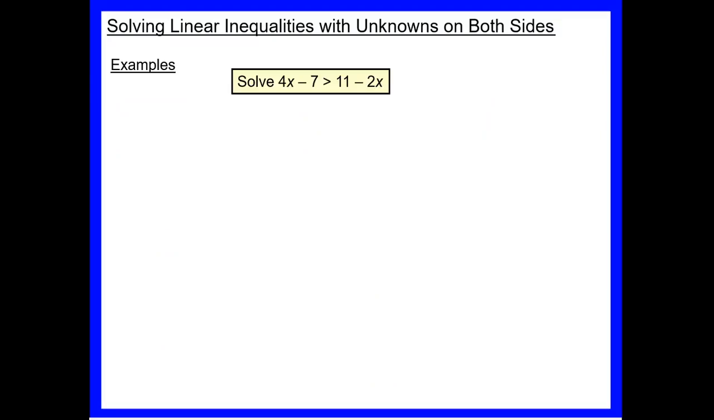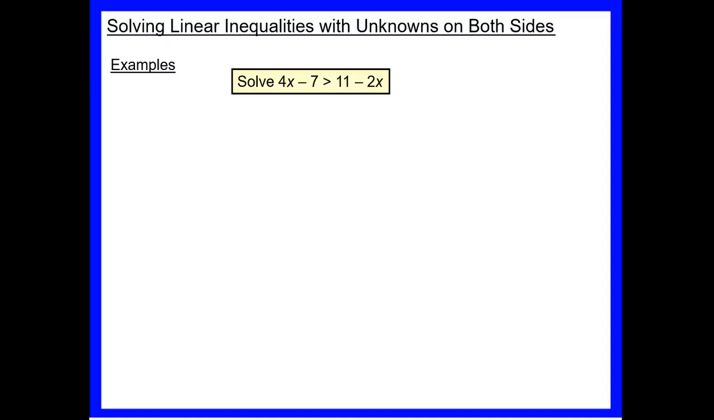Okay, so now we're going to have a look at some with unknowns on both sides. So again, we're going to treat them in exactly the same way as we would a normal equation. All we've got is that different symbol in the middle instead of the equal sign that you're used to. But we're going to do exactly the same.